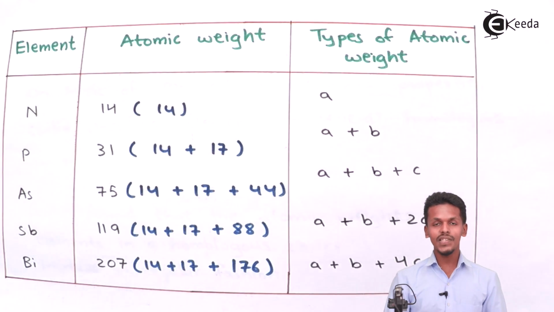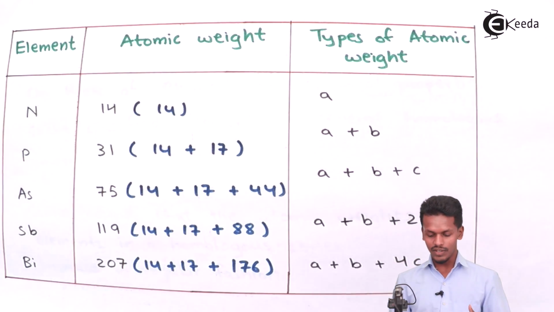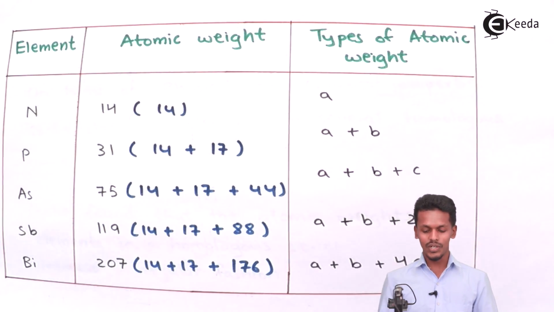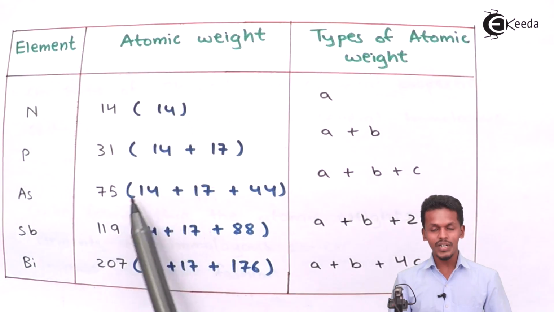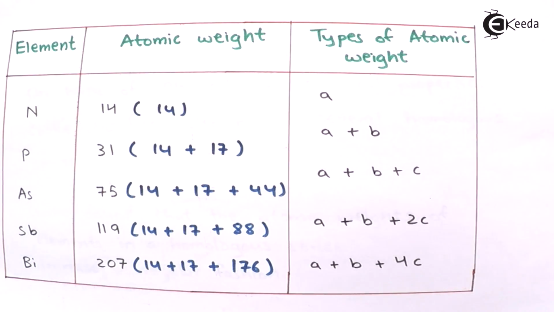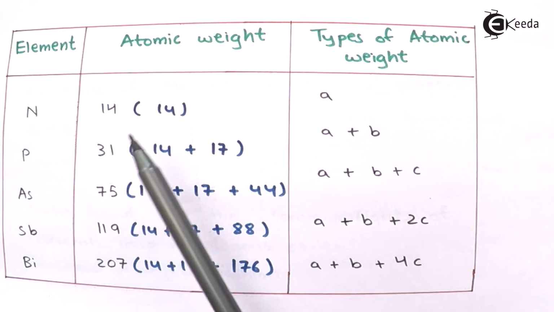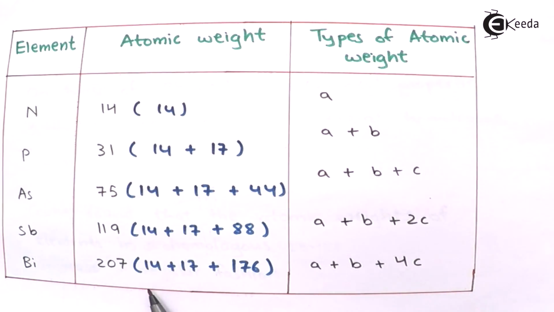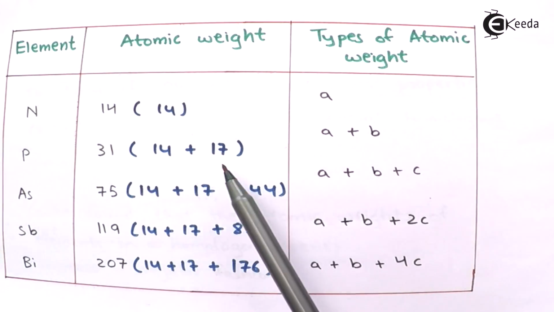In this homologous series, the 14 is repeated in each and every element as we go from nitrogen to bismuth. This is the same overall. The 17 is also repeating. This shows that there is a regular pattern or particular sequence that makes up the atomic weight of a particular element.